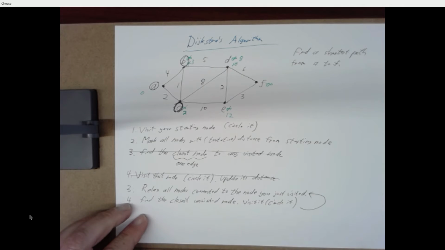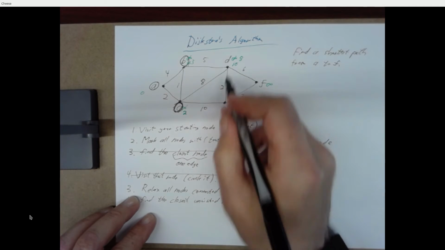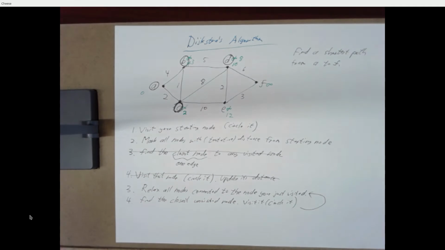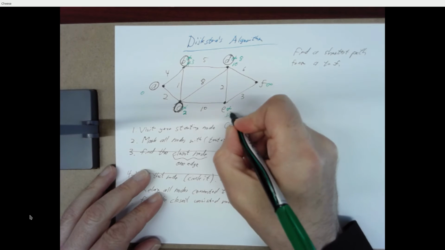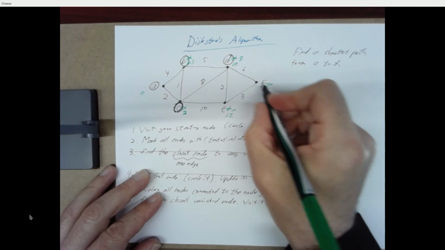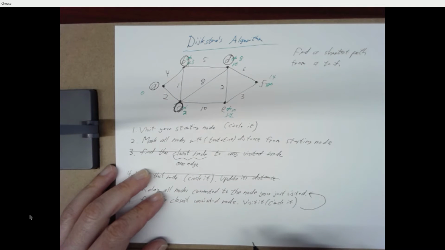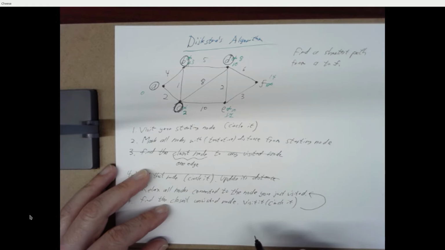All right, step 4, find the closest unvisited node. Well, we've got an 8, a 12, and an infinity. This is going to be our closest for 8. And now we want to relax nodes again. So 8 plus 2 is 10. That's even better than 12. 8 plus 6 is 14. That's better than infinity. So there's the relaxation of the nodes.